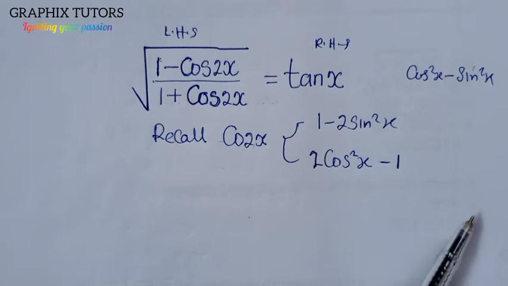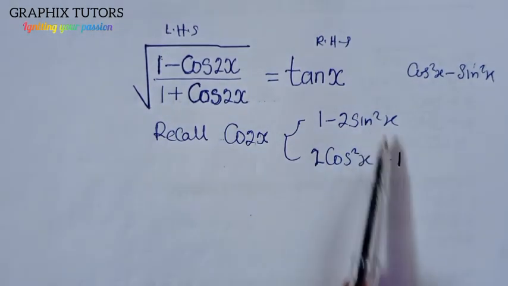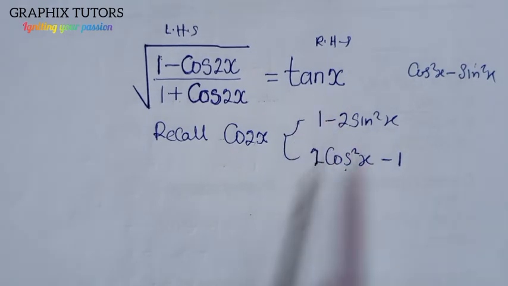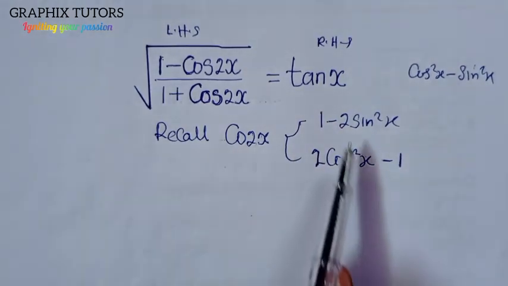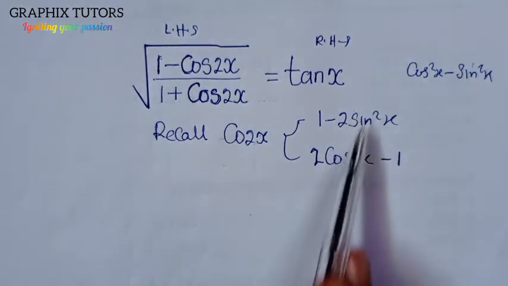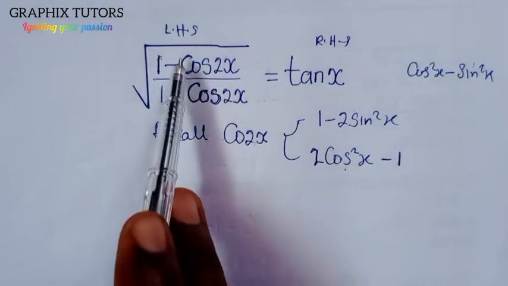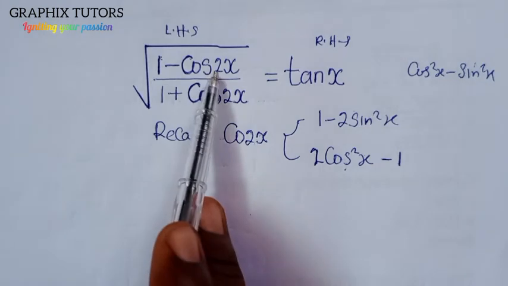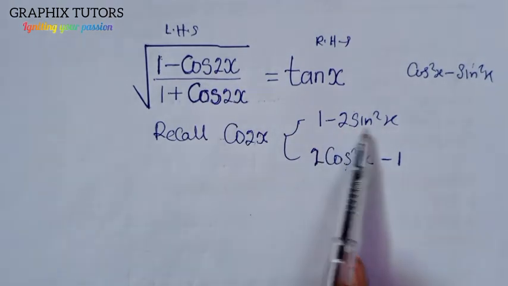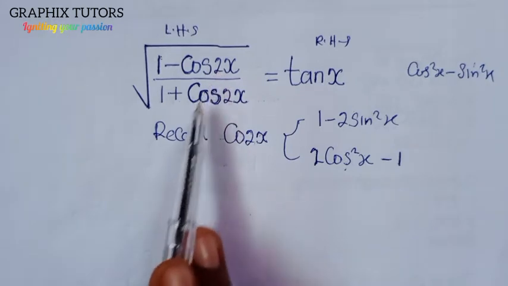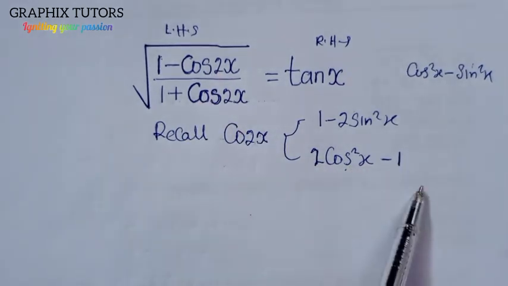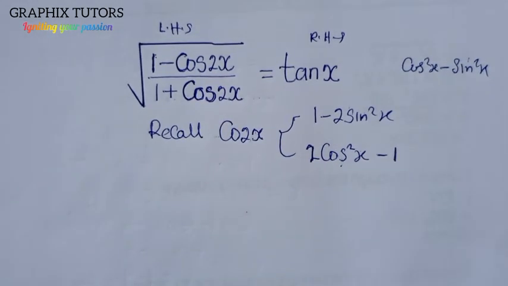Why do we need these two? Because we know in our mind that sine over cos will give us what? Tan. So we don't really need this. So I'm going to input these two functions here. I'll input them into this square root. So whenever I see cos 2x, I'll put 1 minus 2 sine square x at the top. And here I'll put 2 cos square x minus 1. So when I put that, this is what I'll be having.